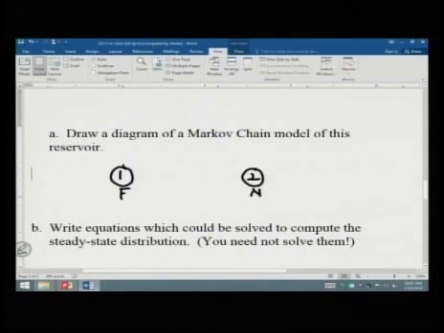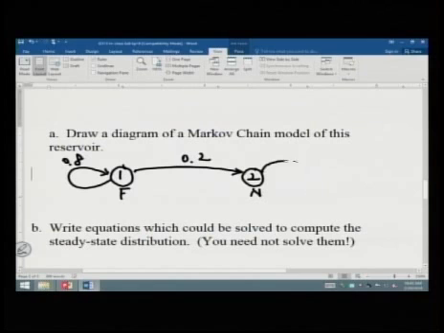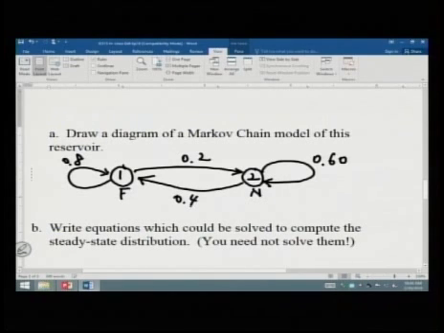And then full to full is 80%. And then full to not full is 1 minus 80%, which is 0.2. And then not full to not full is a 60% chance. And 1 minus 0.6 should be 0.4. That is very simple, straightforward, right?